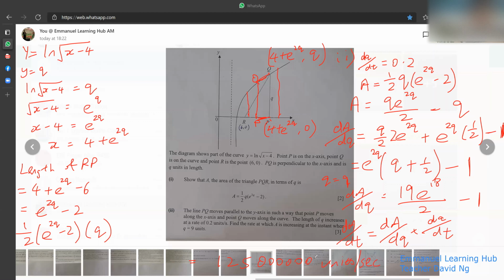You understand how I get this? Yeah. Because dA/dQ you already have it. Then dQ/dt you also have it. Just multiply it, you get this. Okay, you know what I mean.